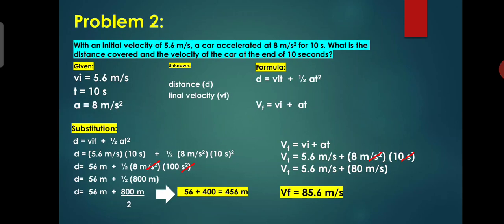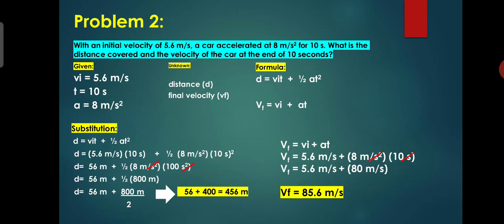Problem number 2. With an initial velocity of 5.6 meter per second, a car accelerated at 8 meter per second squared for 10 seconds. What is the distance covered and the velocity of the car at the end of 10 seconds? Again, you start down with a given, right? So, your initial velocity here is 5.6 meter per second. Bakit 5.6? Kasi wala namang nakalagay dyan na rest. Starts from rest. Wala. So, meron talaga tayong initial velocity. So, 5.6 meter per second.